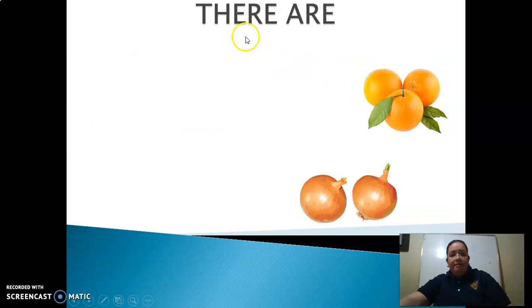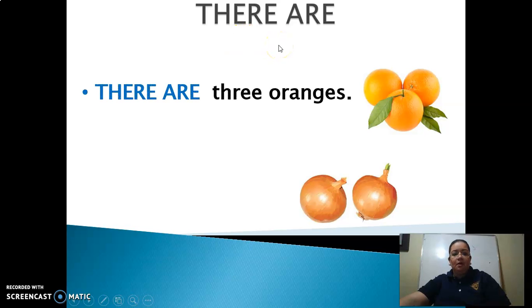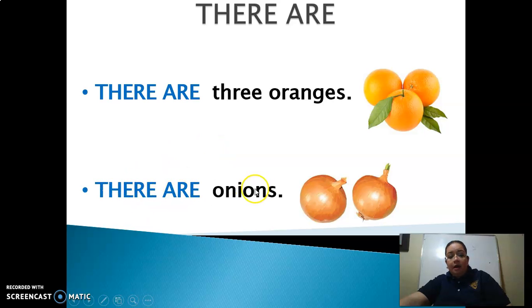On the other hand, we have there are. There are 3 oranges. 1, 2, 3. There are onions. 1, 2 onions. Listen, in here, I can be specific about the number of the items, or I can just mention the plural form, as in onions, okay? So I have there are 3 oranges. I am being specific about how many there are. And if I say there are onions, I am just using the plural form.